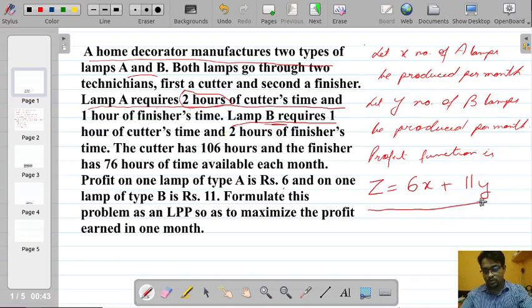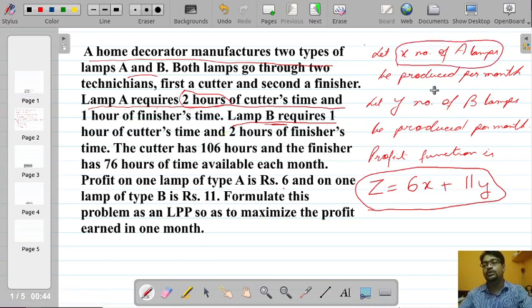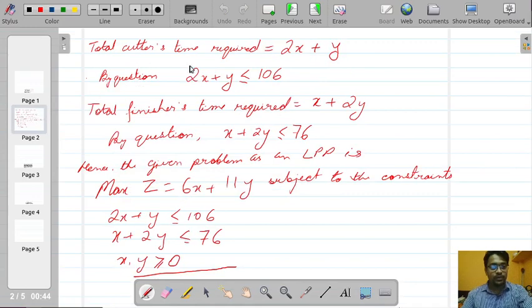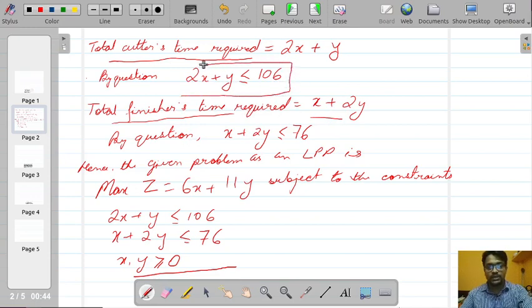Okay, so the profit function here is 6x plus 11y. What is x? x is the number of A lamps that is produced per month and y is the number of B lamps that is produced per month. Okay, and then we have formulated these constraints. The total cutter's time required is twice x plus y and the total finisher's time required is x plus twice y. So by question, twice x plus y is less than or equal to 106 and x plus twice y will be less than or equal to 76.